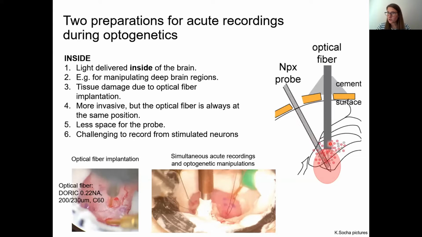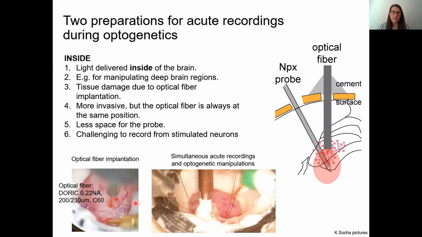In this example, this is superior colliculus, and then you need to implant the optical fiber deep in the brain, and that will result in larger tissue damage because of this preparation. It seems more invasive, but at the same time, it's more stable because you secure the optical fiber with a cement. So the optical fiber is always at the same position.